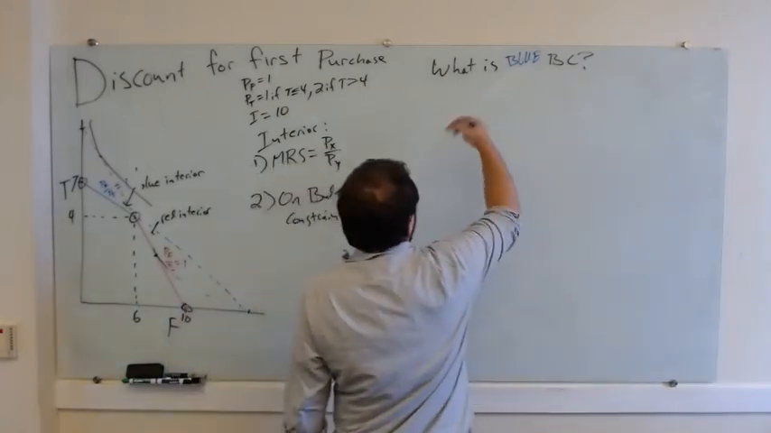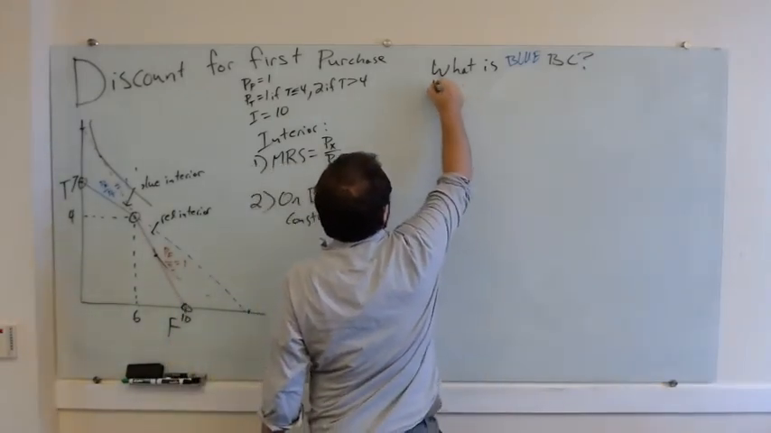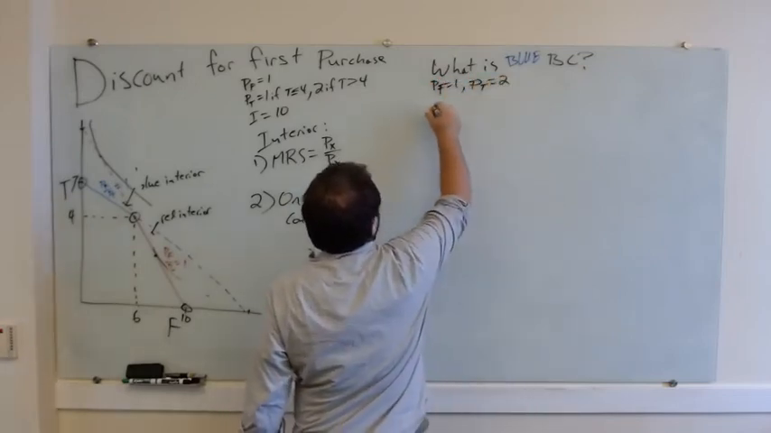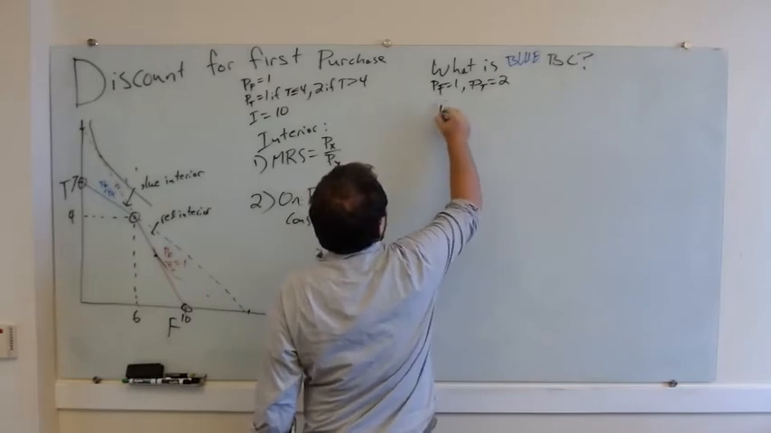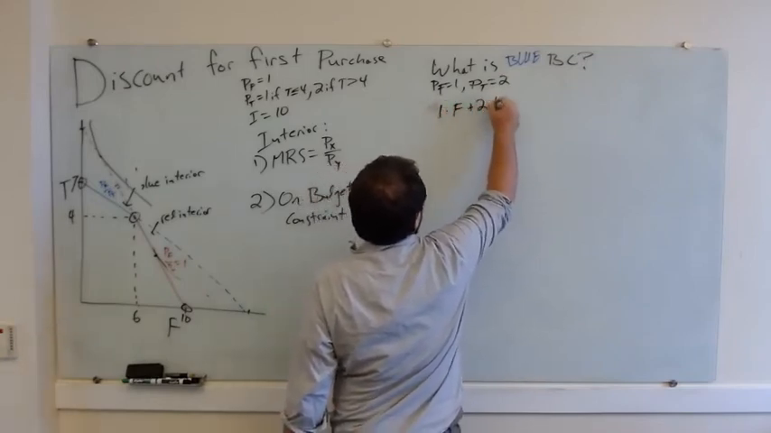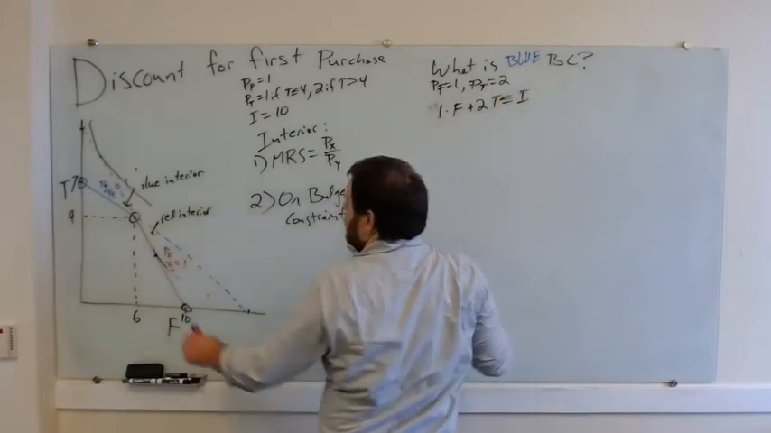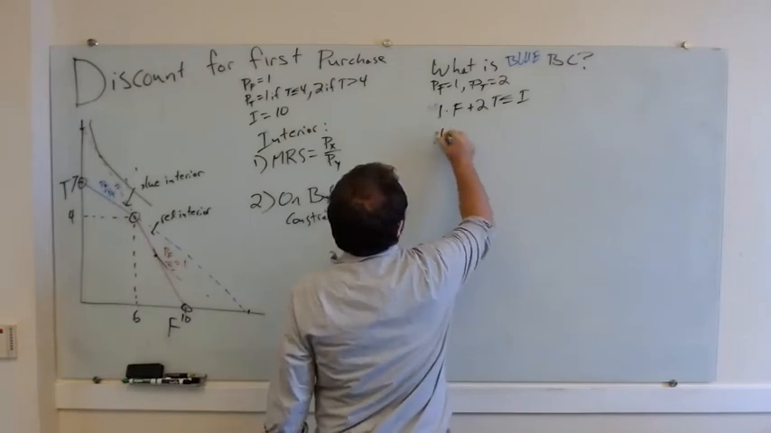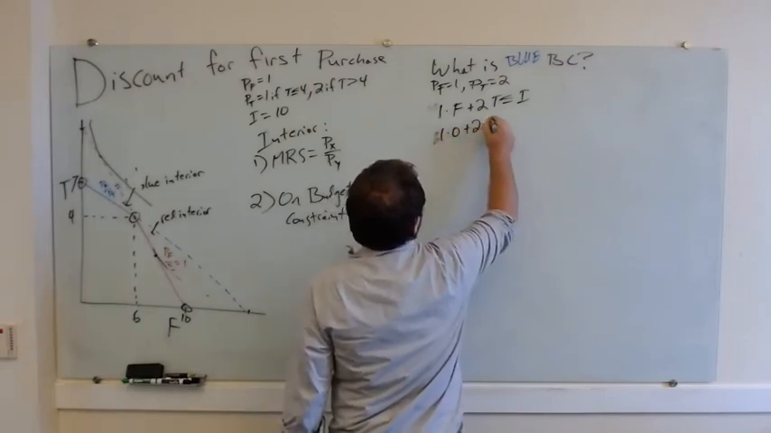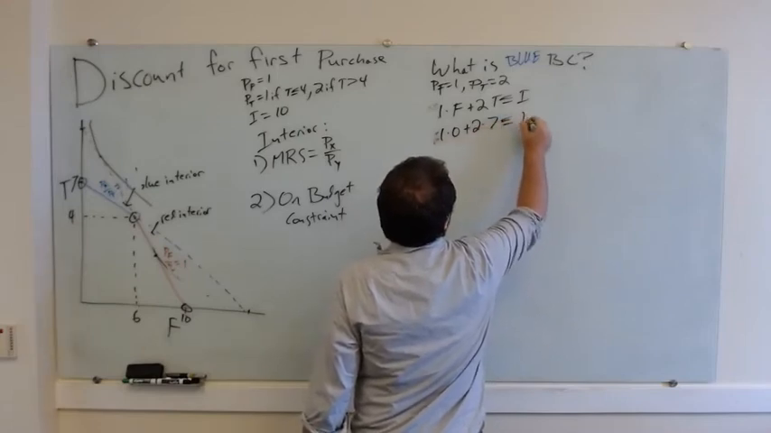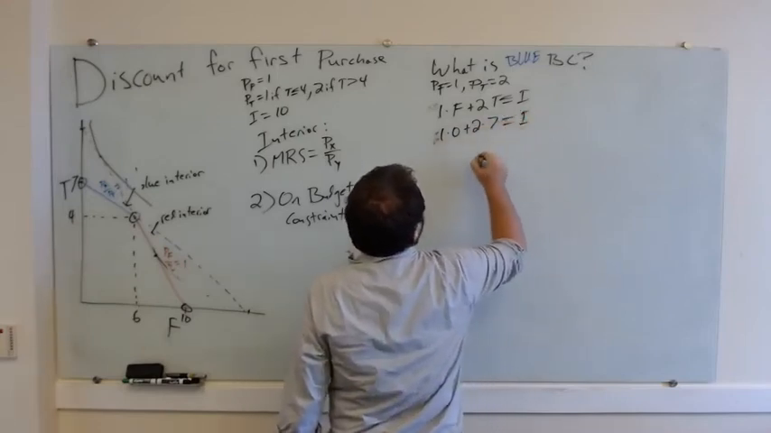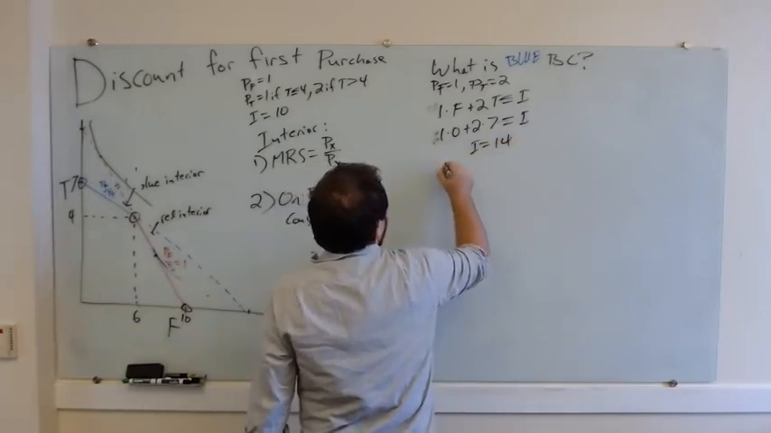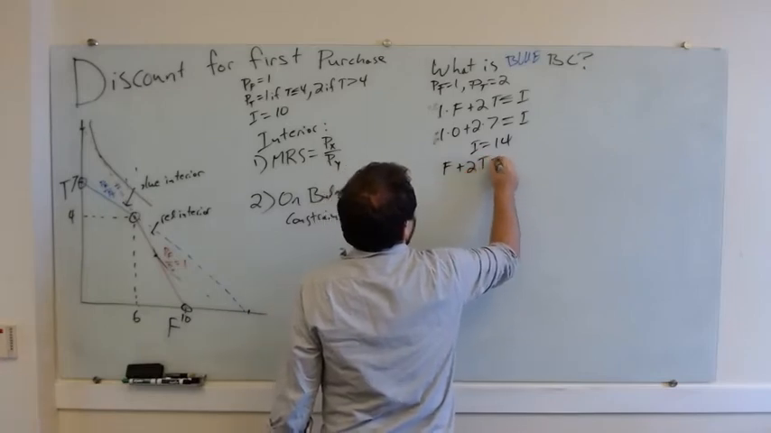We know that our prices are PF equals 1 and PT equals 2. So we're going to say 1 times F plus 2 times T less than or equal to I. And we know that we can afford 7 ounces of topping, so 1 times 0 plus 2 times 7 equals I, and therefore our income is going to be 14. So our blue budget constraint is F plus 2T less than or equal to 14.